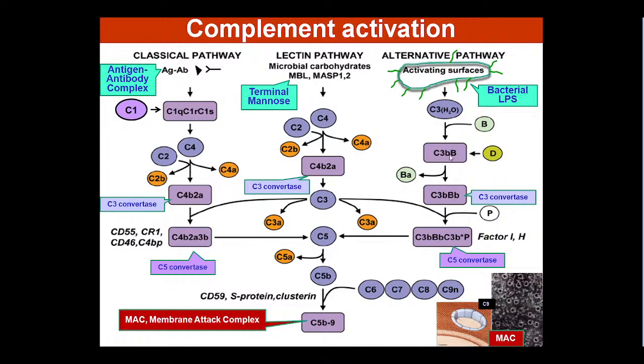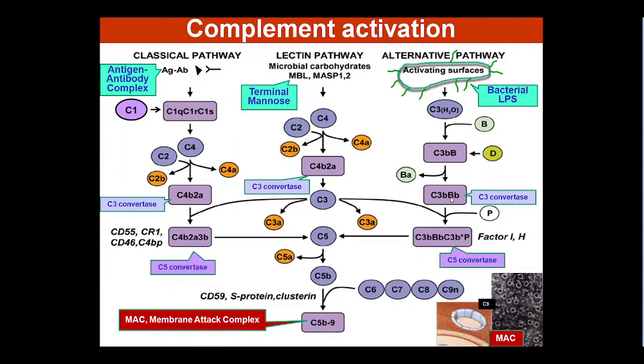After that, C3b binds B protein of the complement system. The C3b B complex is formed. After that, D protein will interact with this two-component complex and will form C3b, B large, B small. It means B large, B small. This is a B component of the B protein of the complement system.